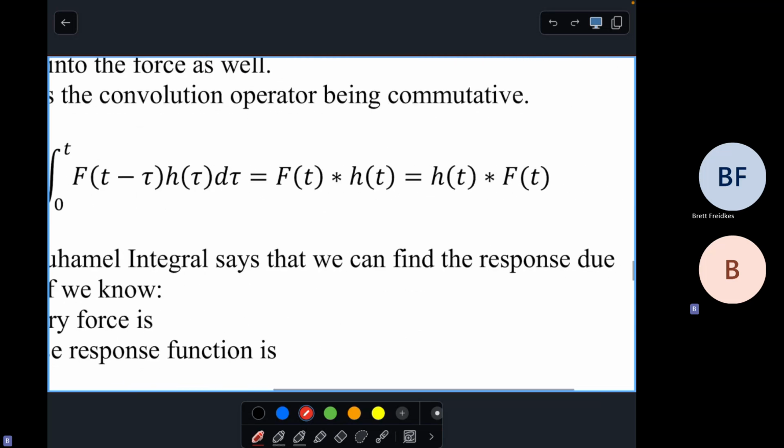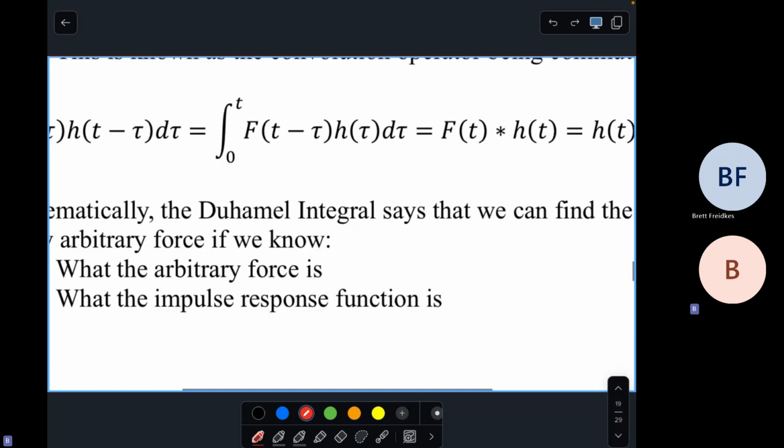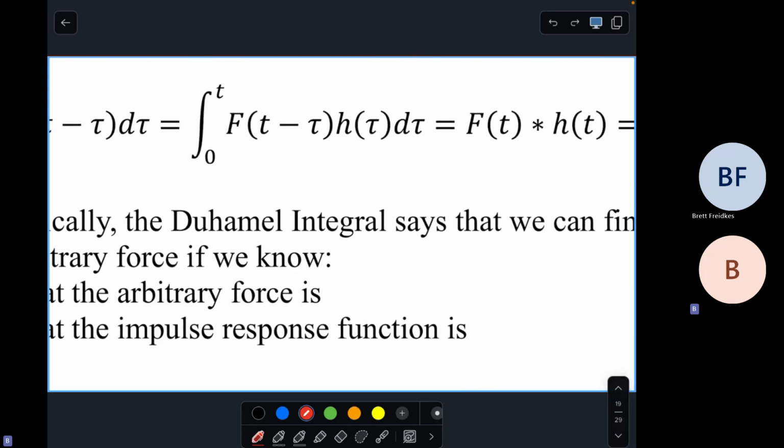And I show you this star symbol. That's the convolution symbol between the force and the impulse response. I didn't mention the Duhamel integral in class, or Duhamel, I don't know how to say it. That's just the name of the person who came up with this. It's just a convolution integral. I'm not going to mention it on the exam. Some people ask me about it. It's just the name. Don't stress about it.